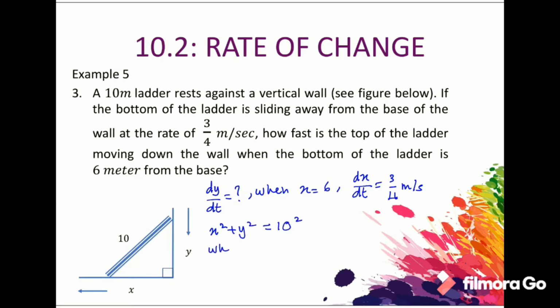So when x is equal to 6, we have 6 squared is 36 plus y squared equals 100. So y squared is equal to 64. So y is equal to 8. In this case, y can only be positive because it's distance. So we don't take the negative root of 64.